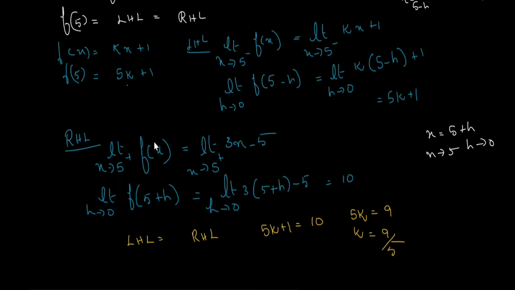Now once again you can see f of 5 is 5k plus 1, the left hand limit is also 5k plus 1, and the right hand limit is 10. So you can equate them. 5k plus 1 is equal to 10 because the function is continuous; all these three will be equal. So 5k is equal to 9, and k is 9 by 5.